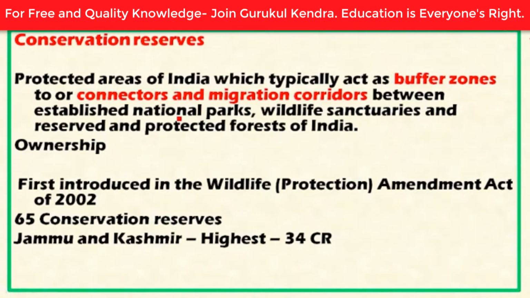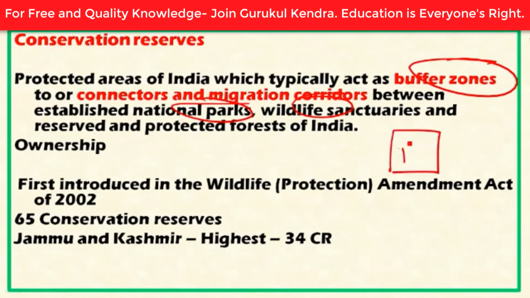These are all the protected areas of the country. These are typically acting as buffer zones or the migrating corridors between the established national parks, wildlife sanctuaries, reserves and protected forests. For instance, take this one. This is a wildlife sanctuary, and this is the tiger reserve. So this area can be declared as the conservation reserve. So this is a buffer area between these two protected areas.